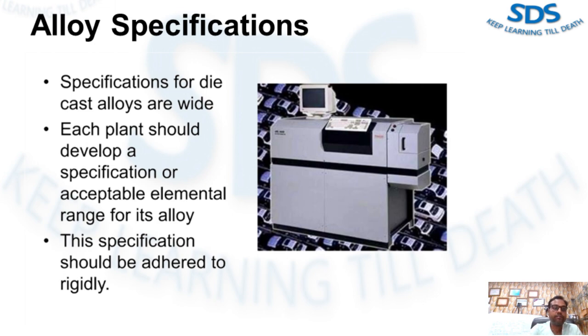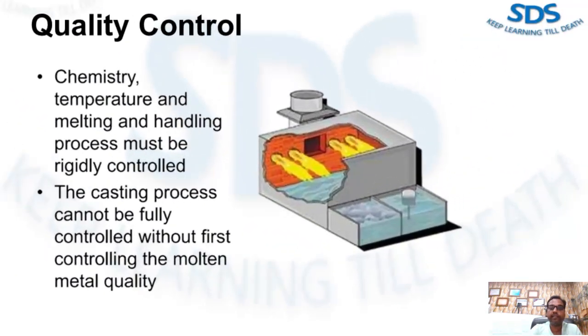Alright, so now we talk about quality control. The chemistry, temperature and the melting and handling process must be rigidly controlled if metal of uniform grain size, oxide content, fluidity and the correct casting characteristics is to be produced on a continuous basis. Statistical process control cannot be established in the die cast area until it has been established in the melting area. So this is an important thing. First you have to establish statistical process control in your melting area as you want in your production area. The casting process cannot be fully controlled without first controlling the molten metal quality.